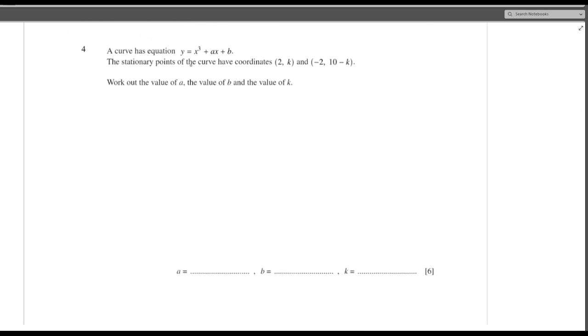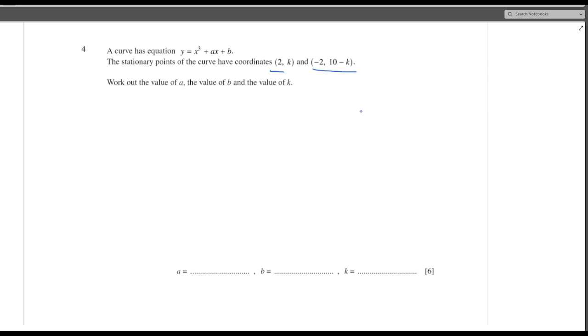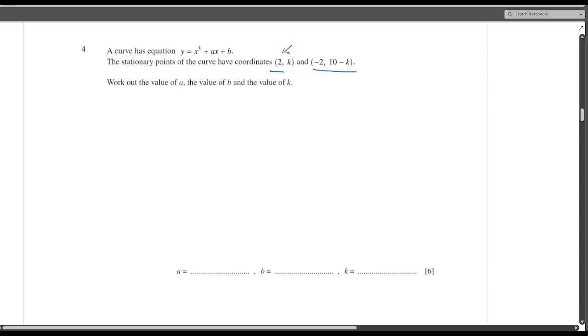A curve has equation y equal to x cube plus ax plus b. The stationary points of the curve have coordinates 2 comma k and minus 2 comma 10 minus k. Work out the value of a, the value of b, and the value of k. So here the stationary point they already gave me in the form of k. Okay, so for a stationary point, what is my first step?